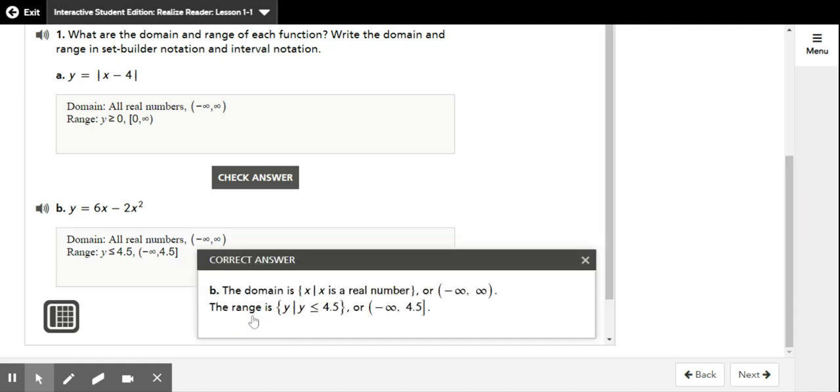And then again, I can check my answer. But there you go. And again, I don't need to put anything for the first part of your answer, just saying real numbers for domain and y is less than or equal to 4.5 is fine for the range. When we get to the practice, it'll ask you to input it in a certain way, and we'll do that. But for our purposes, for taking notes, this is fine. Okay.